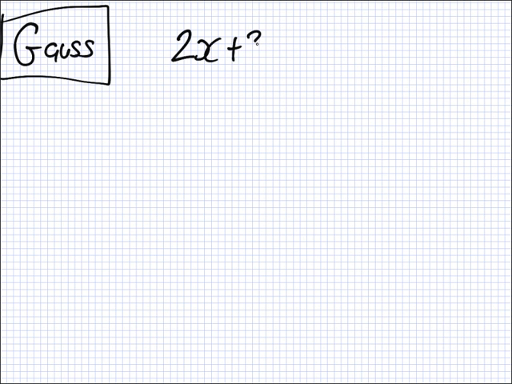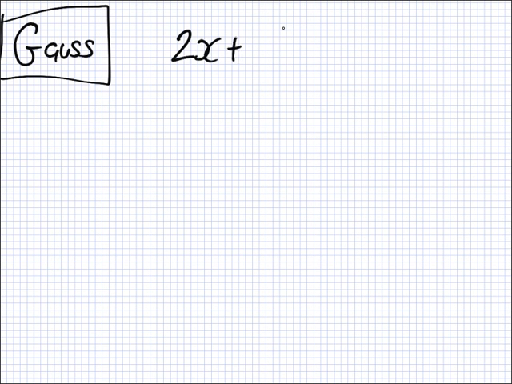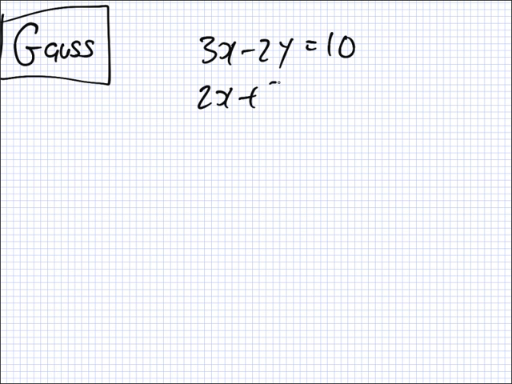So let's say, well actually, let's use the last one. Call out the last one I did. What was the last one? 2x. Guys, come on, just tell me, what was the last equation I gave you? 3x minus 2y equals 10. And then 2x plus y equals 1.